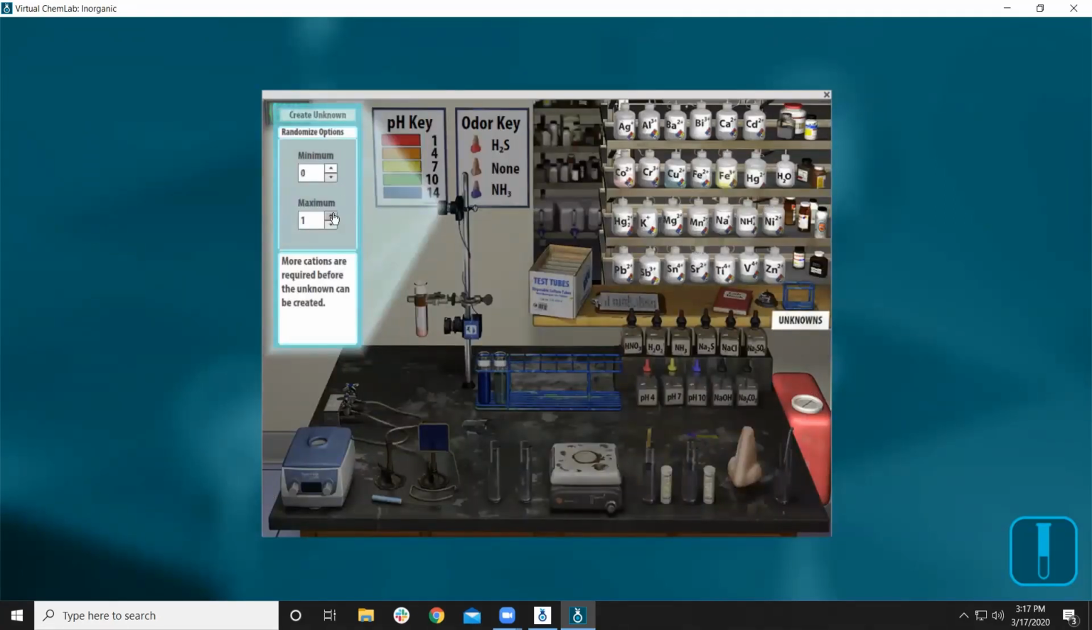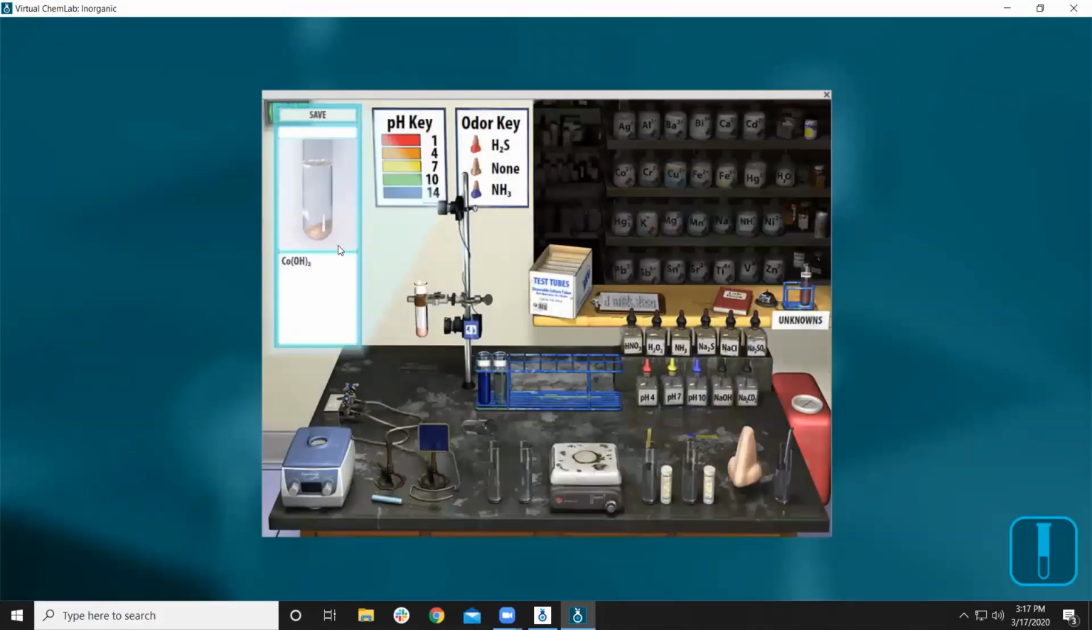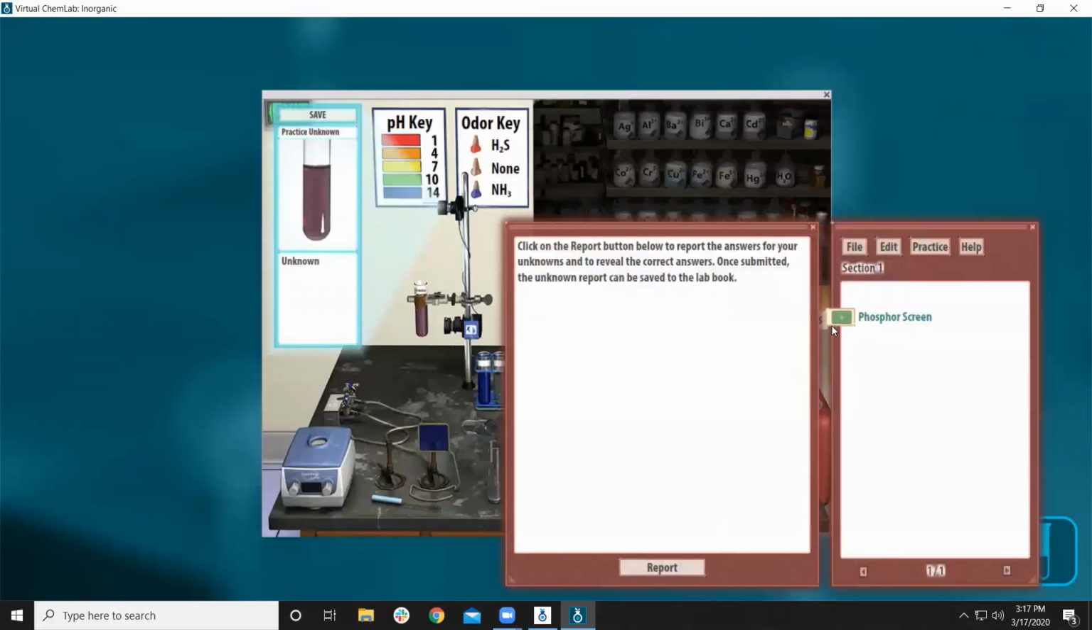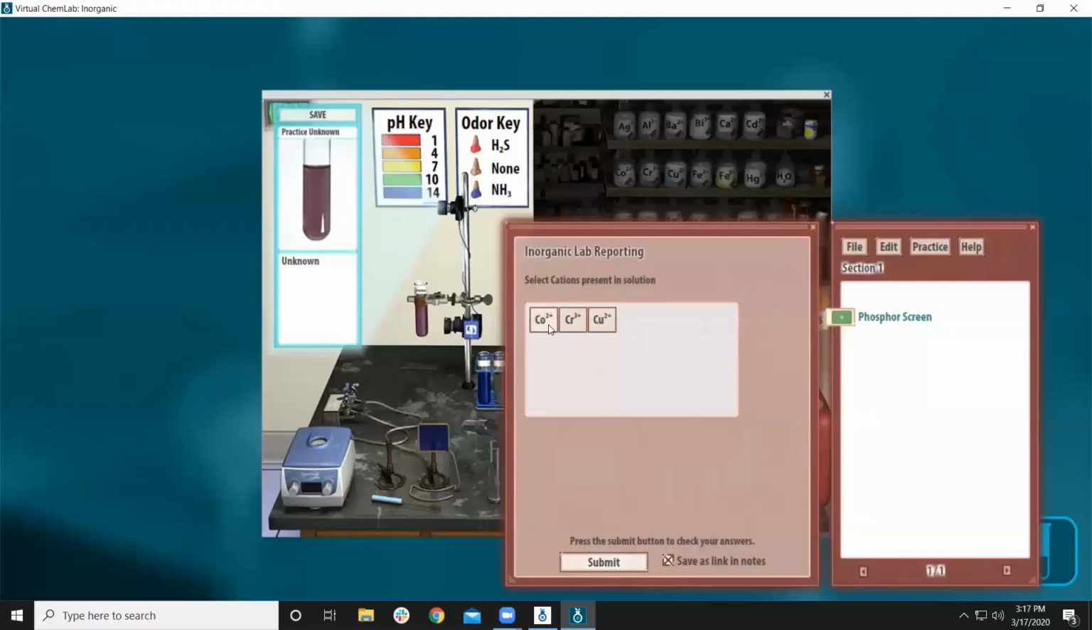So I can pick a minimum of 0 and maximum of 3 and pick my cobalt, chromium, copper, and now I can create an unknown here. And so I can grab that unknown, take it to my rack, move this guy off, and put this on my rack. And now I have an unknown. And I can go through the tests, and then I go to my lab book here. See that I've saved that phosphorus grain and do a report. I know I have chromium at least, submit that, and I got lucky and got them all right.